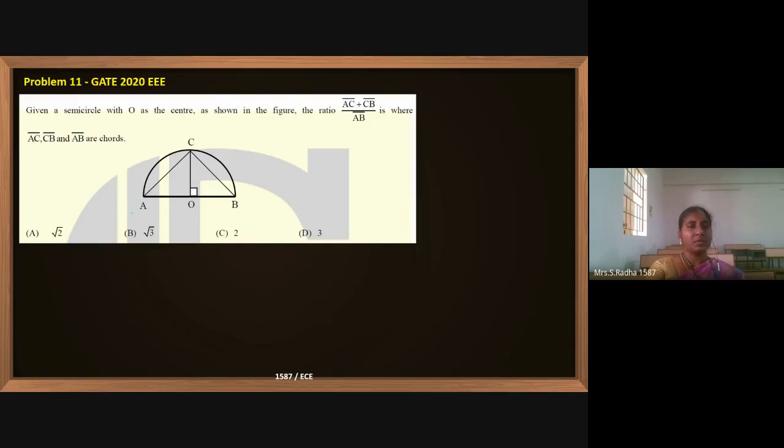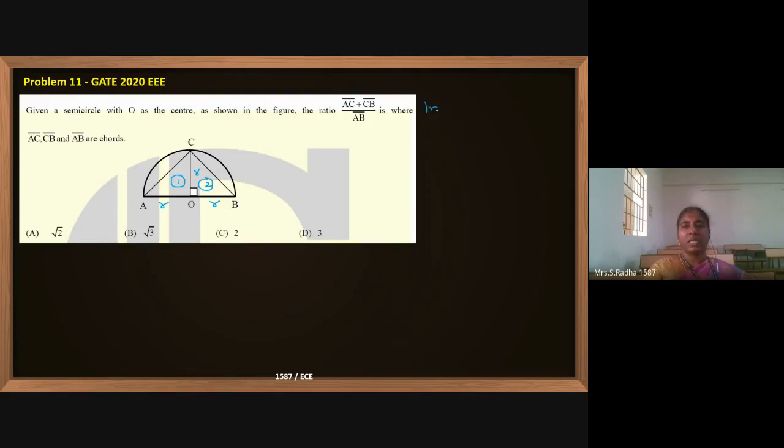And here, O is the center of the semicircle. So I can take AO as the radius of the semicircle, OB also a radius, and OC also a radius of the semicircle. On the left side I have the first triangle, and on the right side I have the second triangle.